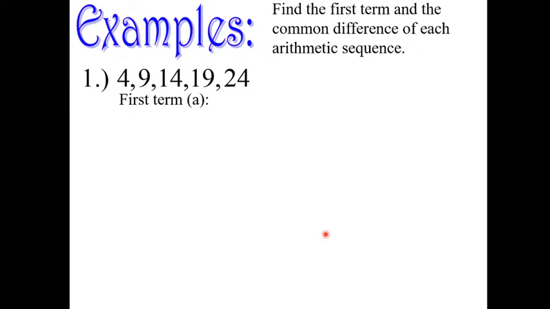If we look at this one right here, we have to find the first term and the common difference of each arithmetic sequence. So the first term is going to be 4. The common difference, if I do 9 minus 4, is going to give me 5. Or you can do 14 minus 9, it gives you 5.